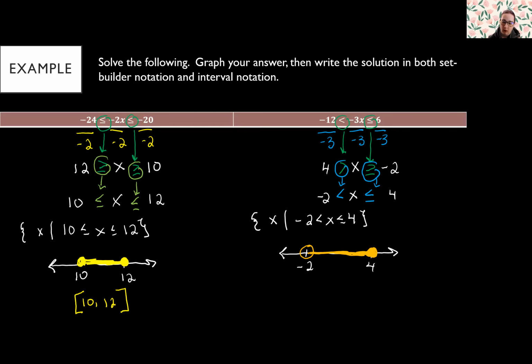When I convert this to interval notation, at -2 the open circle is a parenthesis. It's going to face to the right because that's where we're shading. And then we're going to stop at 4. And the closed circle is a bracket, and it's going to face to the left because that's where the shading is. So you're going to get a parenthesis -2, comma 4, and then a bracket.